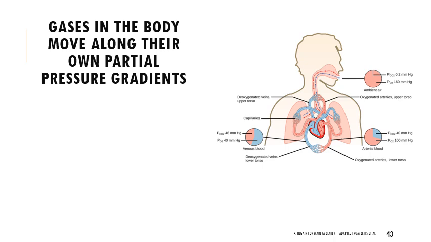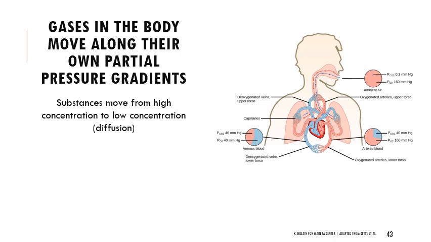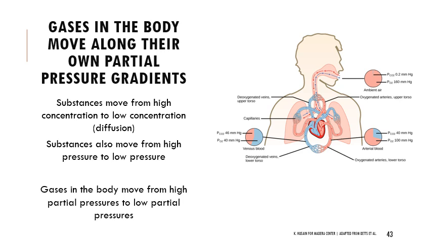So one thing that I've mentioned before is that gases in the body move along their own partial pressure gradients. So again, this is a common theme of going from high to low. Substances move from high concentrations to low concentrations passively in a process called diffusion. Substances move from areas of high pressure to low pressure. We saw that when we saw the changes in the volume of the thoracic cavity that affected pressure and drew air in from the outside environment into the lungs. And then zooming way in and just looking at partial pressure of individual gases, gases in the body move from high partial pressures to low partial pressures.